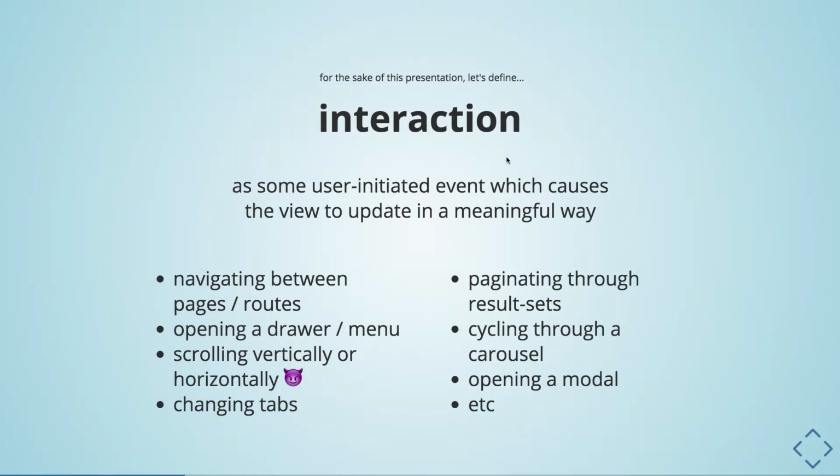So for the sake of this column of slides, let's just define an interaction as some user-initiated event which causes the view to update in some meaningful way. Traditionally, that's been navigating URLs, right? When you do that, that causes the whole UI to change. But there are other things like opening a drawer or a menu. Scrolling vertically causes more content to appear, right? I mean, it's kind of there, maybe, and they just can't see it. So changing tabs, switching between tabs, that causes change. As you paginate through result sets, cycle through a carousel, open a modal, there's a number of interactions that can cause a significant change in the view, okay?